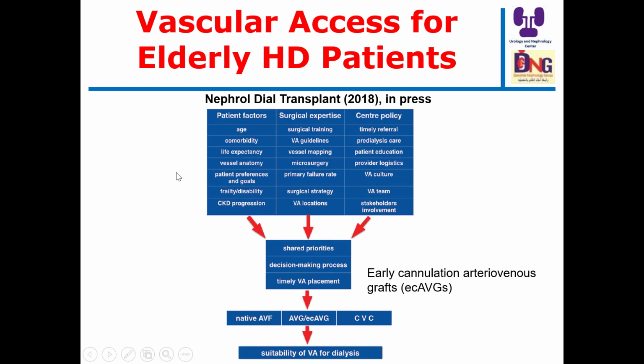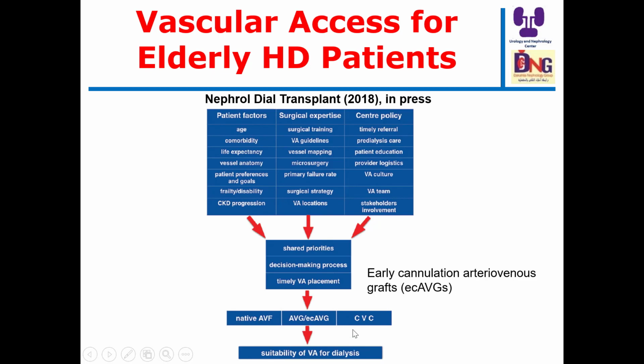This is why we should look at our patients, addressing the patient's characteristics: age, comorbidities, life expectancy, anatomy of the vessels, patient preferences, CKD progression rate, especially in the elderly, surgical expertise, and center policy. All these factors should be mixed and blended together in a shared decision-making process to find the way which is the best for this patient, and this is a precision or individualization approach. You may find at the end the best is catheter or fistula or graft.